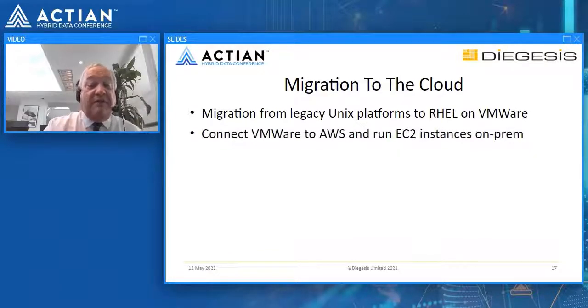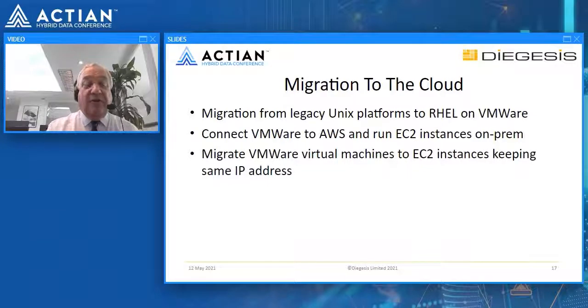Once you're on VMware, there are now facilities between VMware and AWS that will allow you to run EC2 instances locally on-prem, so you can start to run bits of AWS on-prem. And through the same mechanism, you can then start to move your virtual machines into EC2 instances, keeping the same IP address. So absolutely vital to this model.